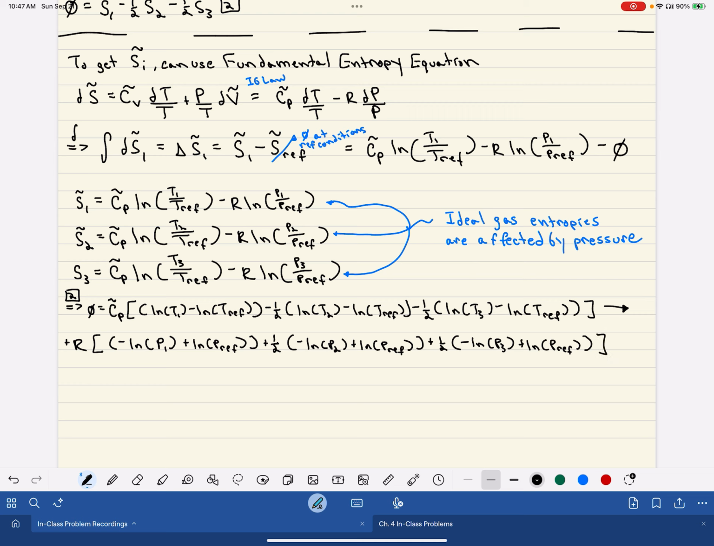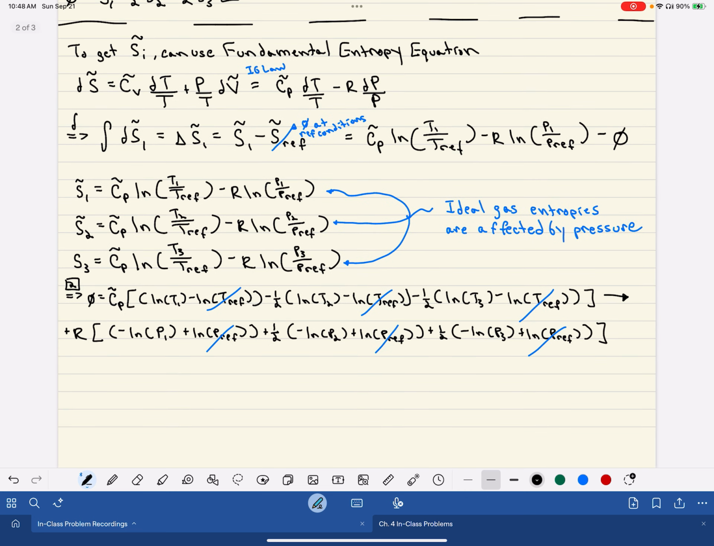Okay. All right. And so, here the terms are arranged by temperatures and pressures. The reason I did that is the same thing that you saw with the enthalpies. If you notice, all the T refs and the P refs are going to cancel out, so you don't even need to worry about those whatsoever. If you simplify down this equation, what you get is 0 is equal to CP. And then now I'm going to employ the log rules.